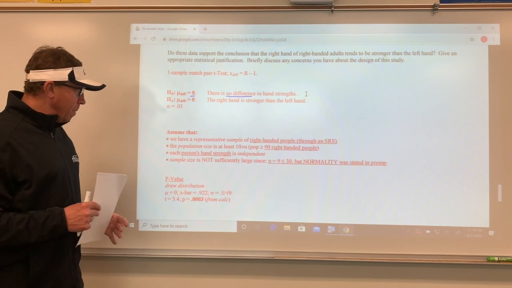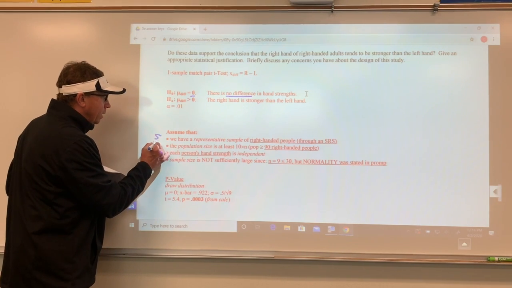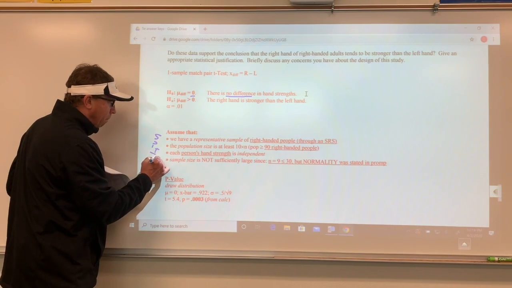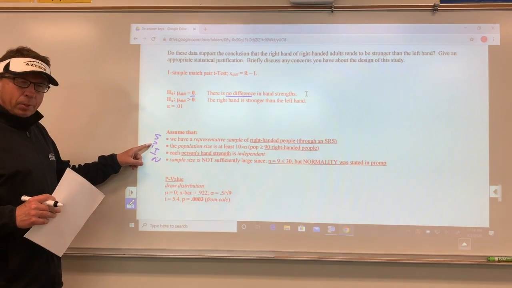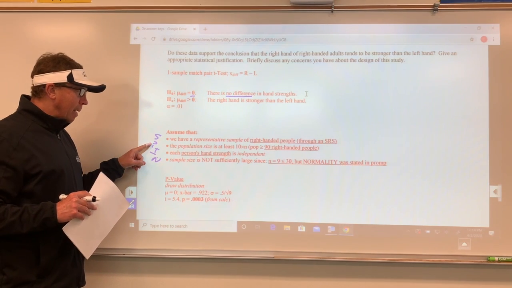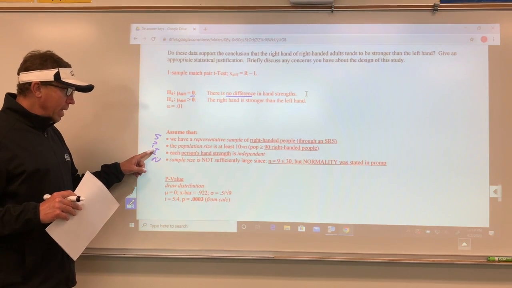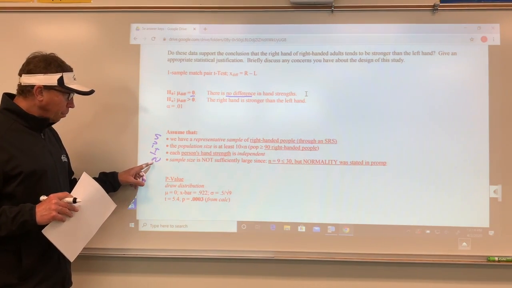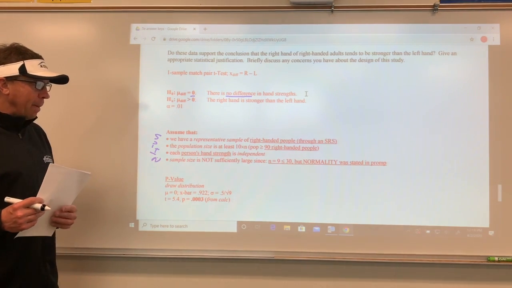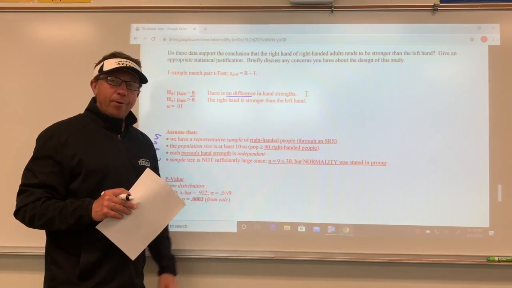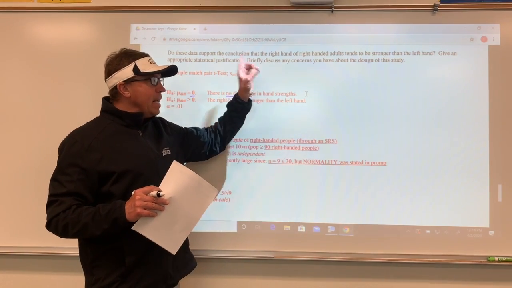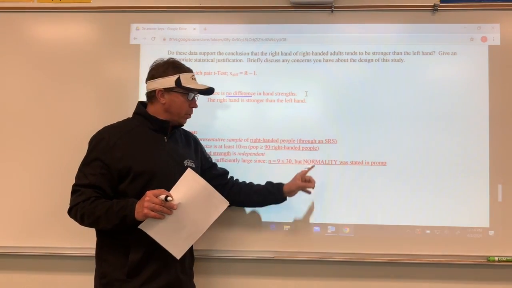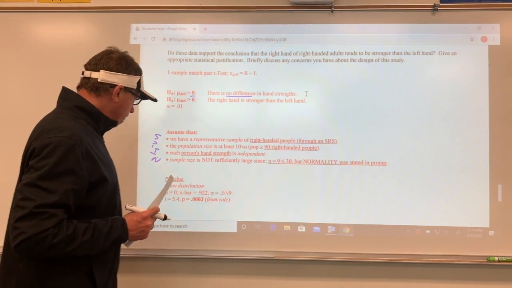And the N in SPIN, I'm going to write that right here, S-P-I-N, to remember that. Representative sample, population, the 10% rule: the population is 10 times bigger than the sample size. Each hand strength is independent. And then N is sample size. We don't have 30 samples, but normality was stated in the prompt as something you can assume. So we're good to go, okay?